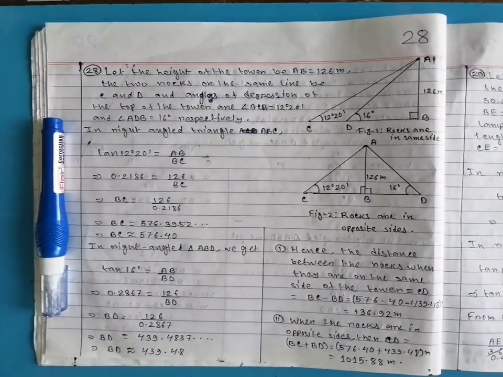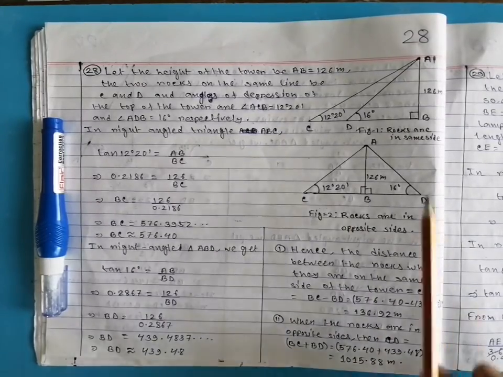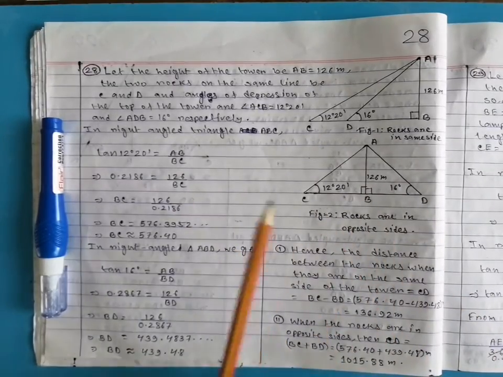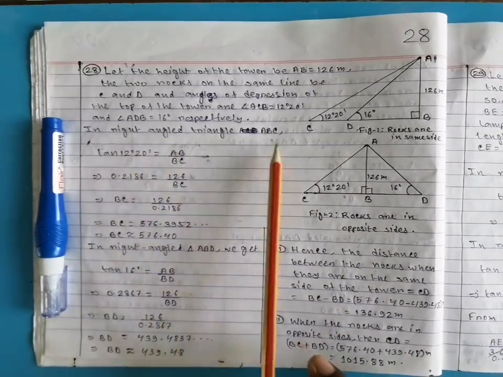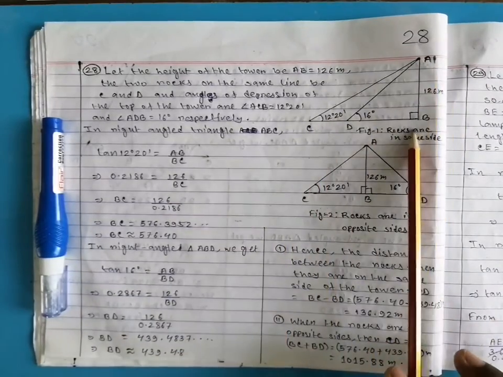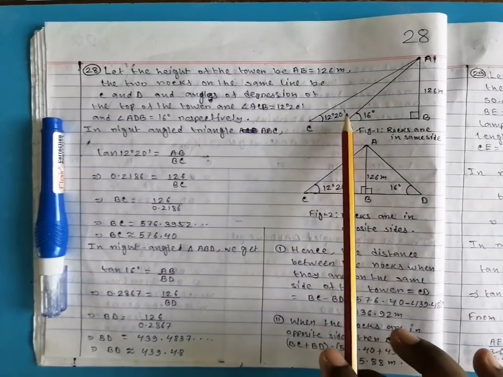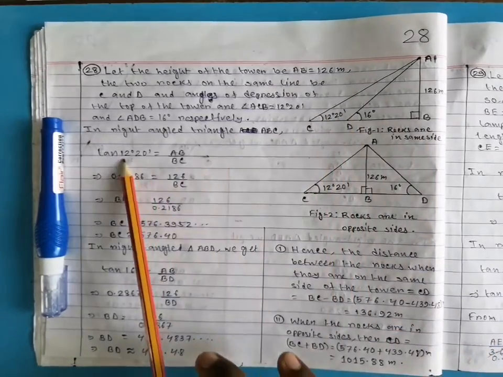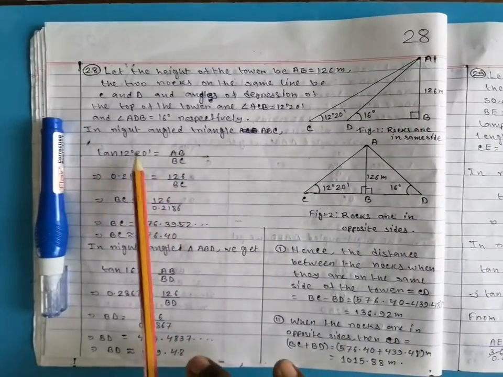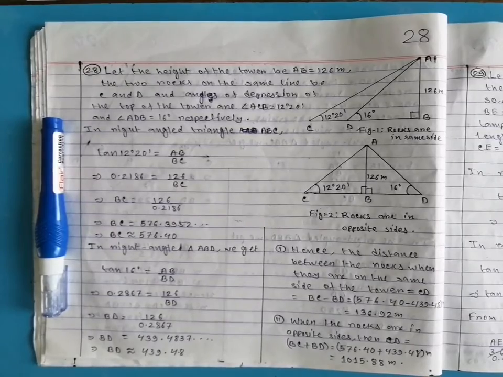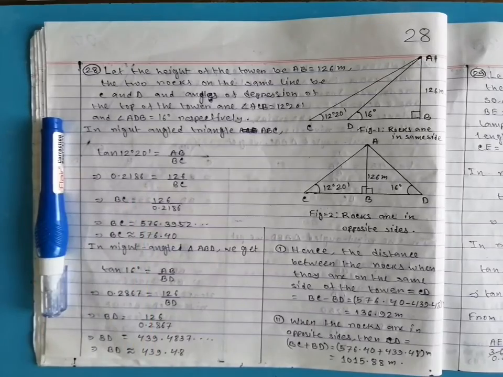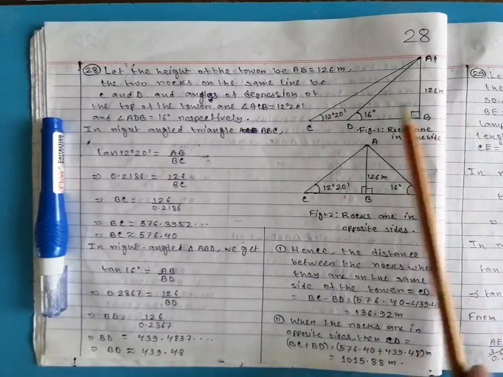What you have to find? You have to find the distance between the rocks when they are on the same side and when they are on opposite sides. So first of all, in right angle triangle ABC, AB is given, this angle is given, that is 12 degree 20 minutes. Now try to find BC. So tan 12 degree 20 minutes equals AB upon BC, perpendicular upon base. And tan 12 degree 20 minutes, that value you can see from the table, the value is 0.2186. And AB is given already, that is 126 meters.